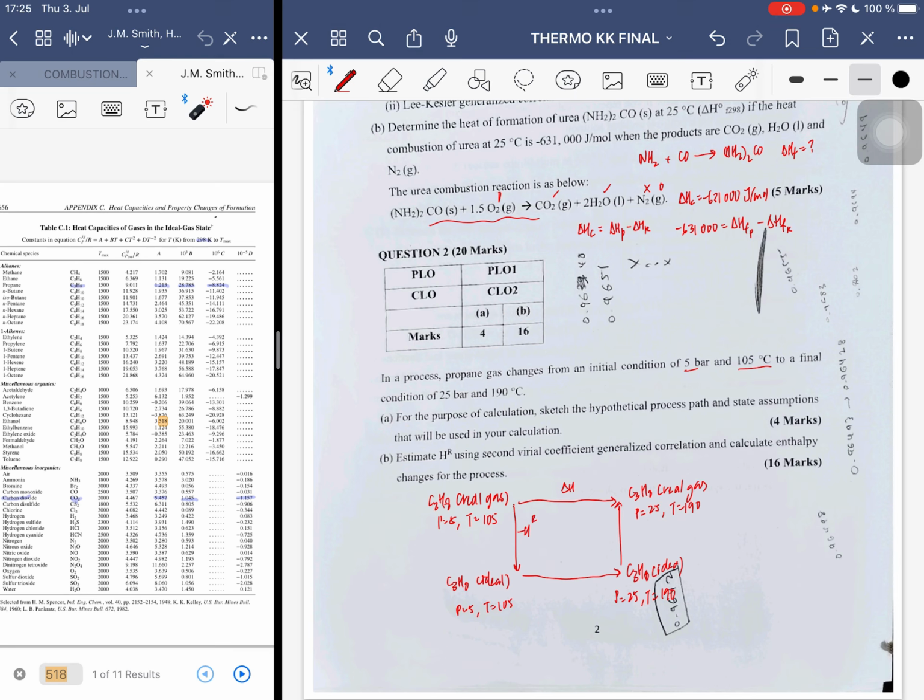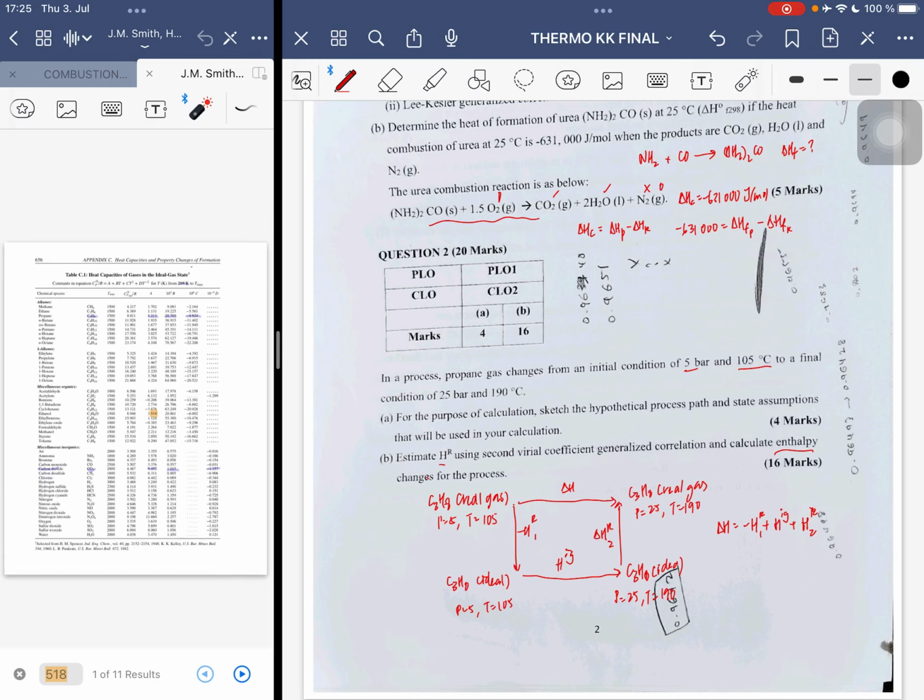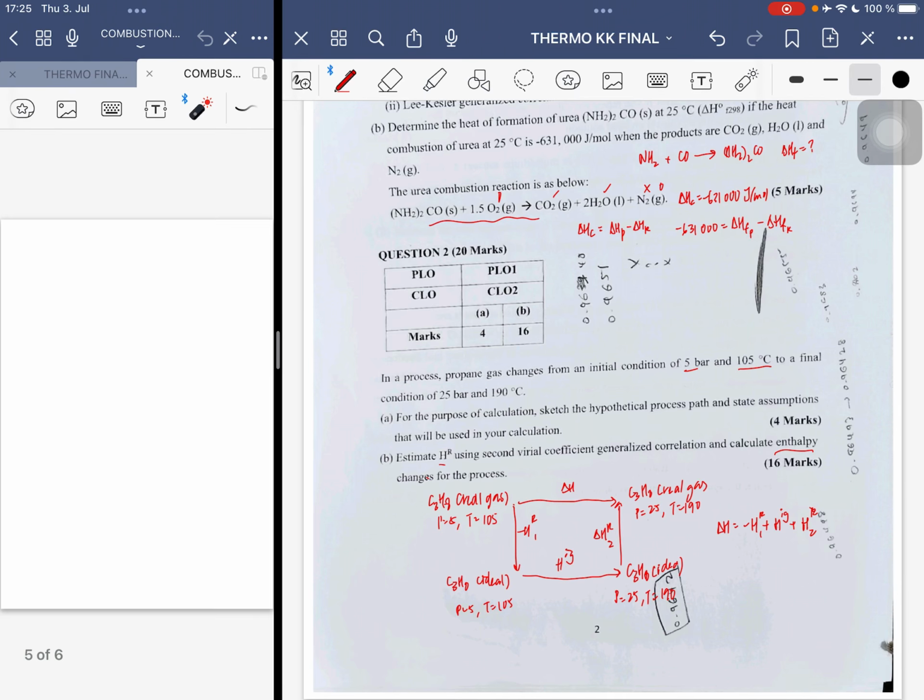Wait, what did they want? Oh, they only want enthalpy. So HR, usually there will be SR here, but since they don't really want entropy, you don't have to find it. And then HIG, and then HR. So your enthalpy would be negative HR1 plus HIG plus HR2. So HR, and then we will see the second virial coefficient generalized correlation.